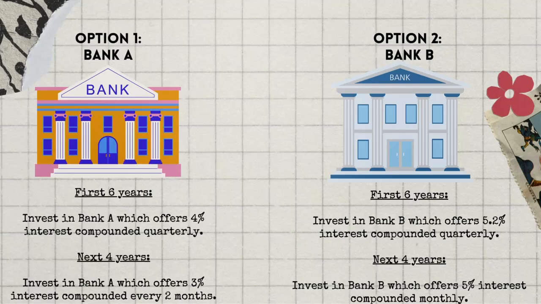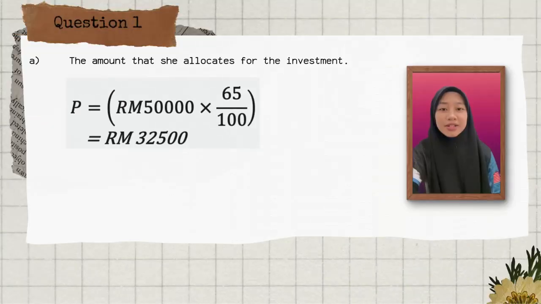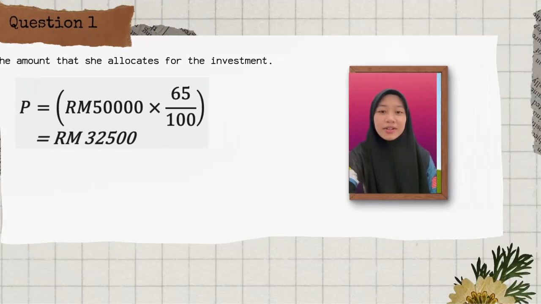For option 2, Bank B. For the first 6 years, Bank B offers 5.2% interest compounded quarterly. And for the next 4 years, Bank B offers 5% interest compounded monthly. Question A. The amount that she allocates for the investment. P stands for principal. P equals 50,000 times 65 over 100. The answer is 32,500 ringgit.